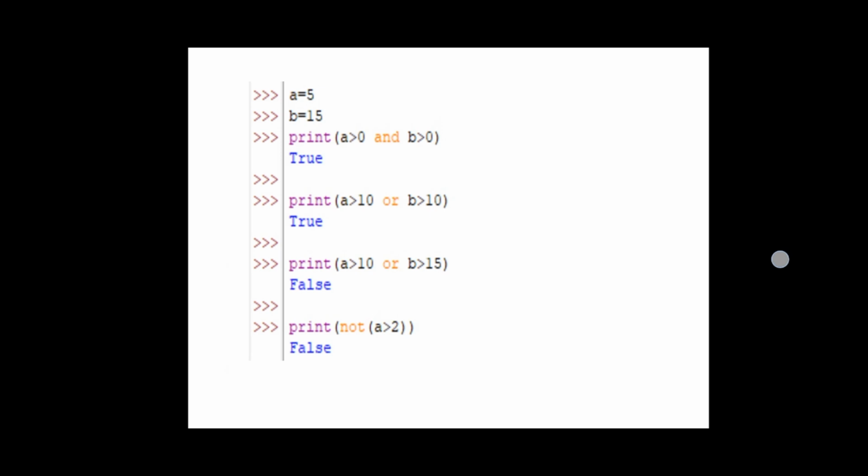Now print A greater than 10 or B greater than 10. Now 5 greater than 10, false. But 15 greater than 10, that is true. For OR operation, if one is true, then true. So true results. Now A greater than 10 or B greater than 15. So 5 greater than 10, false, or 15 greater than 15, that is also false. When both are false, then false results. And print not A greater than 2. Now 5 greater than 2, that is true. So not true is false.